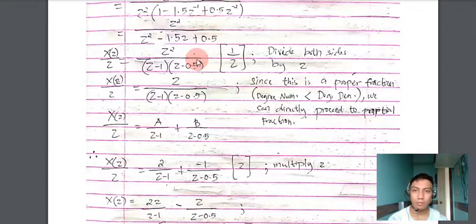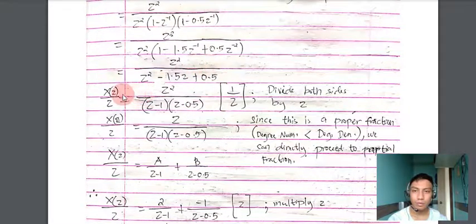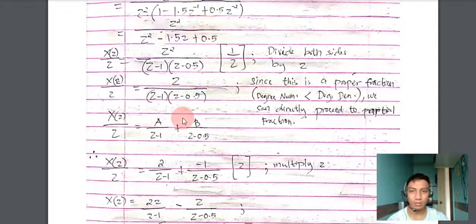Okay, so we have the following function: X of z over z equals z squared over z minus 1 times z minus 0.5. So we divide both sides by z. So we have now z over z minus 1 times z minus 0.5.